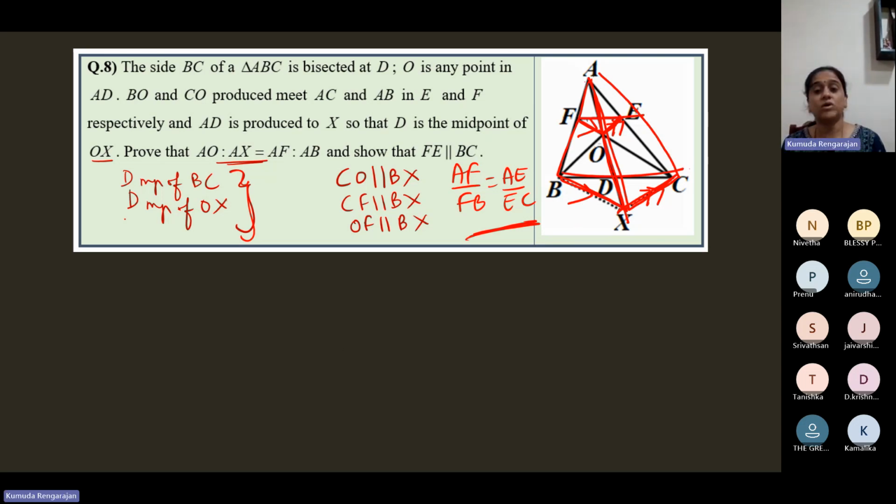All right. So what's important here is to prove that BXCO is a parallelogram, because that's what we can do with the given information: D midpoint of BC and D midpoint of AX.